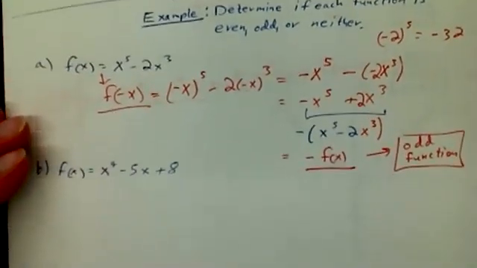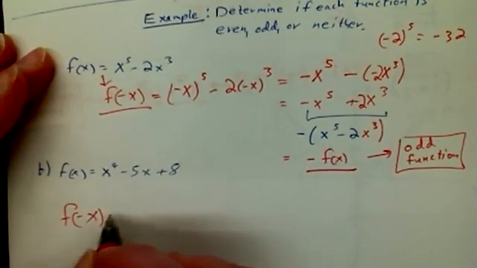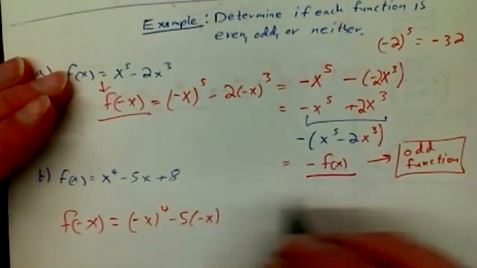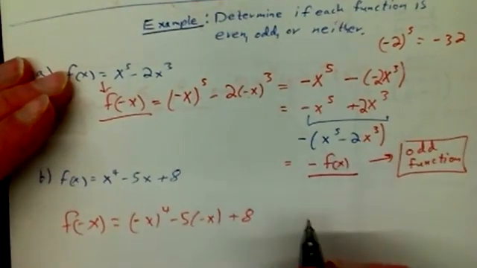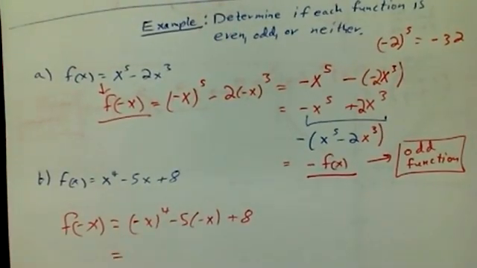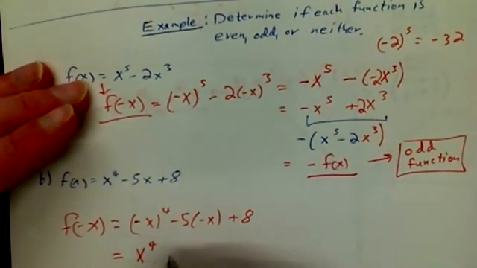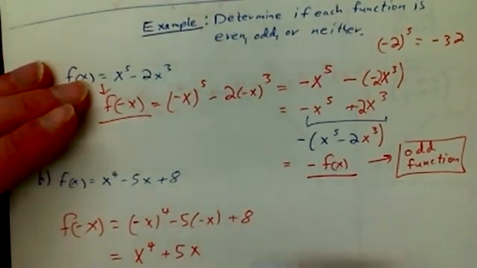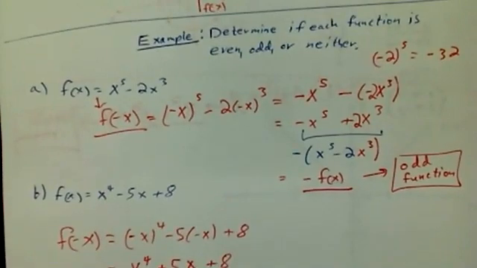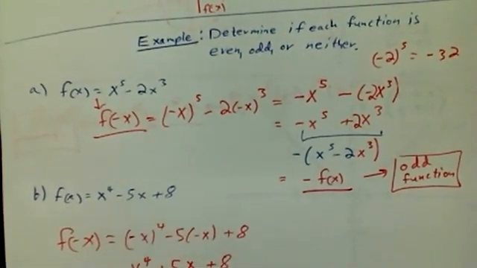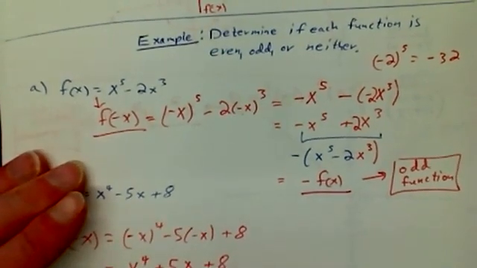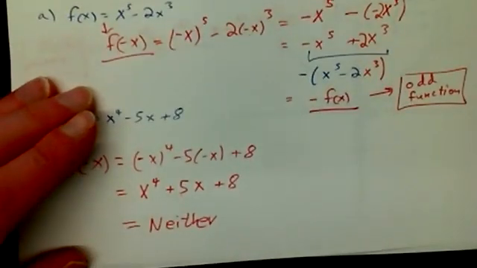How about this one right here? Let's form f of negative x and see what we get. Well, that's negative x to the fourth minus 5 times negative x plus 8. A negative value to the fourth ends up being the positive version of that, plus 5x, because I got a double negative, plus 8. And it doesn't look like that's equal to regular f of x, because I got the positive here. And if I put a negative out front and it flips all the signs, that's not equal to negative f of x. So I'm going to say neither in this case.